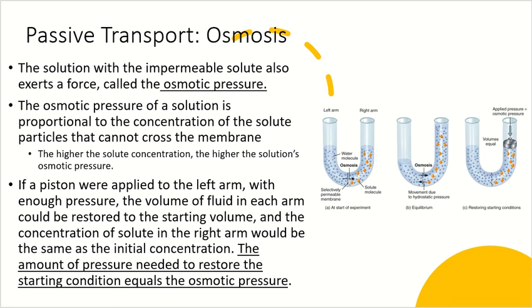So if you take a piston and squash back down the water on the left side of our little U-shaped tube here, if you press down with enough pressure, the volume of the fluid in each arm is going to be restored to its starting volume, and the concentration of the solute in the right arm is going to be the same as the initial concentration. So basically we are applying pressure on this arm right here, and it's kind of squashing everything back through, bringing us back to our initial starting volumes. So the amount of pressure that's needed to restore the starting conditions is equal to that of the osmotic pressure that is being produced.